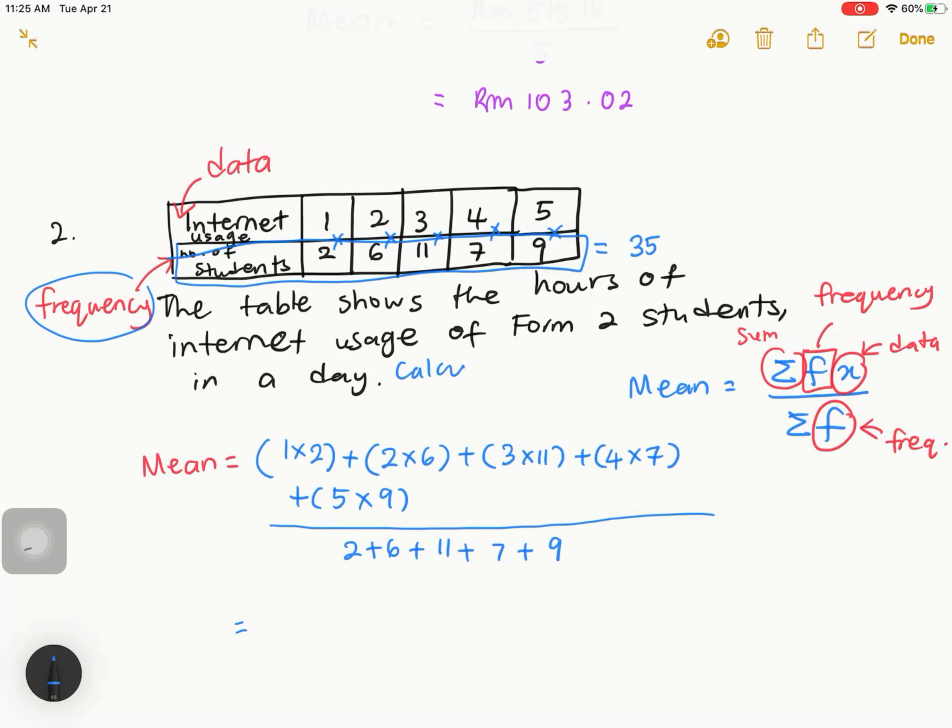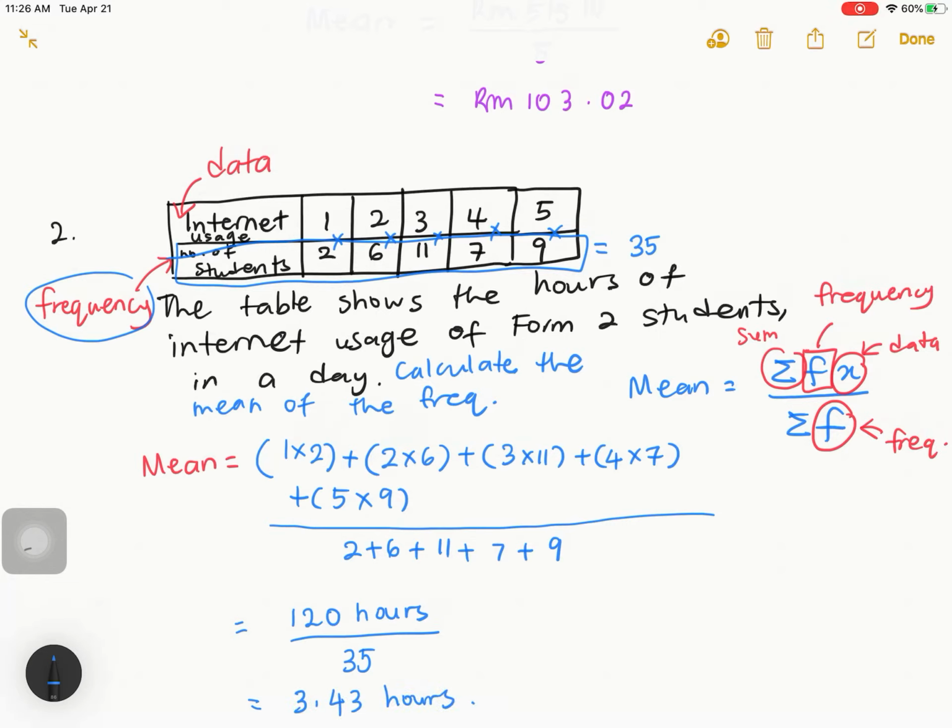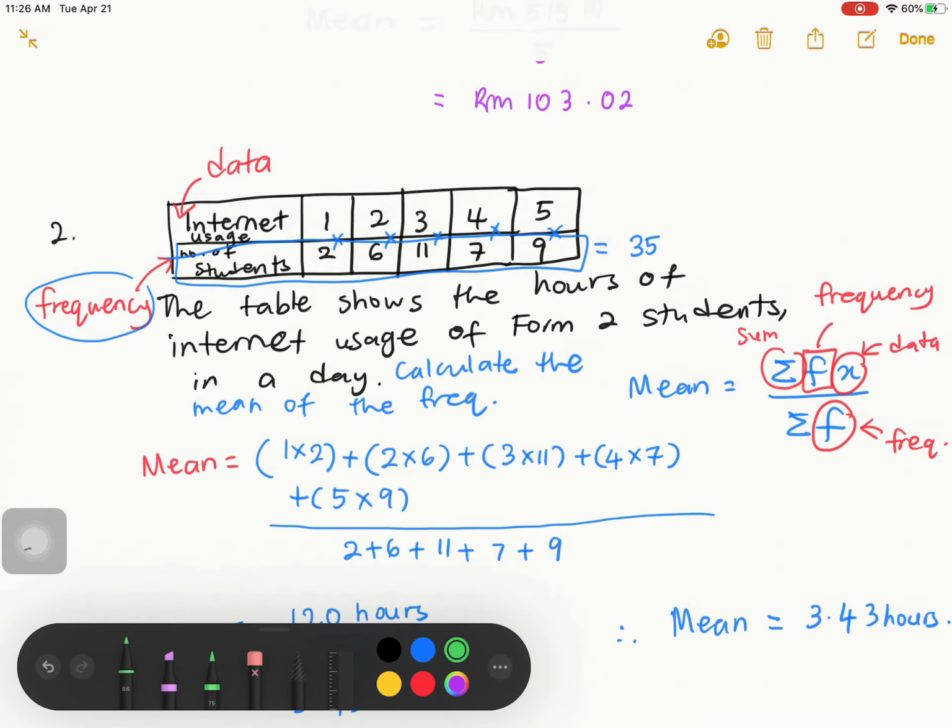So the question said that we want to calculate the mean. So total that up, the numerator, you get 120 hours divided by the sum of frequency, which is 35. So if you divide 120 hours by 35, you get 3.43 hours. So in this case, the mean is equals to 3.43 hours, the average usage of internet for Form 2 students. Okay.